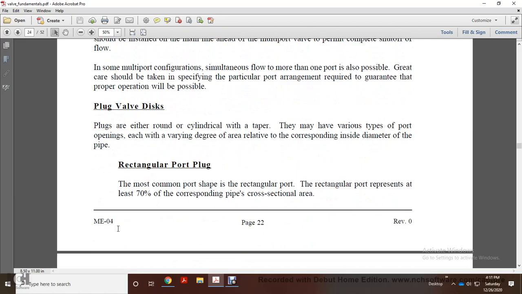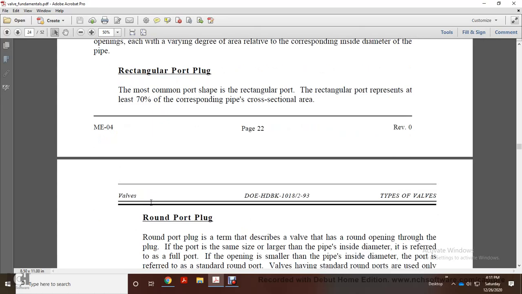Your plug valve disc, or plug, is either round with a cylindrical taper. The most common types have ports with openings of varying degree relative to the corresponding inside diameter of the pipe. Your rectangular port plug is the most common port shape, with the rectangular opening representing at least 70% of the corresponding pipe cross-section area.